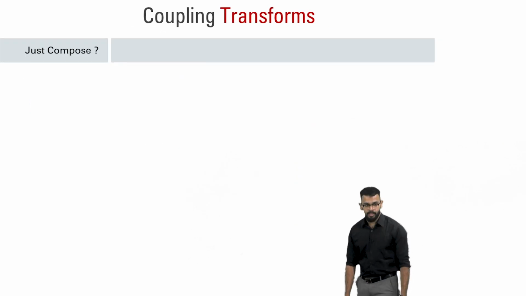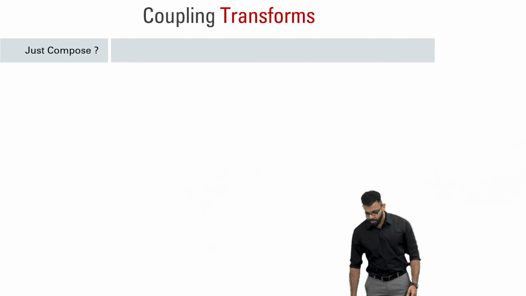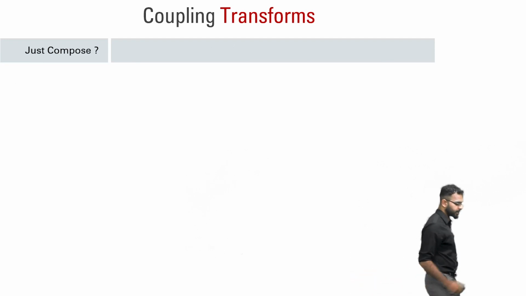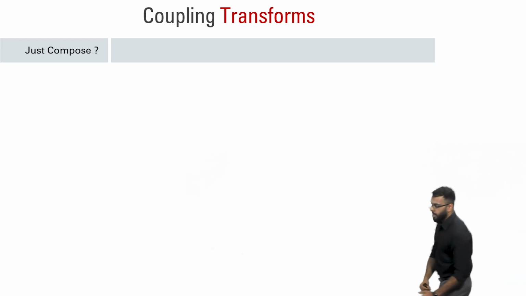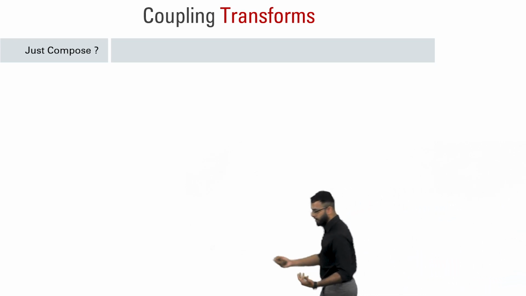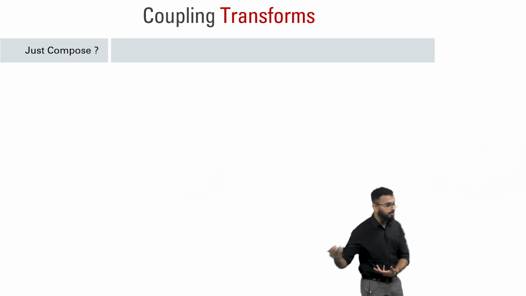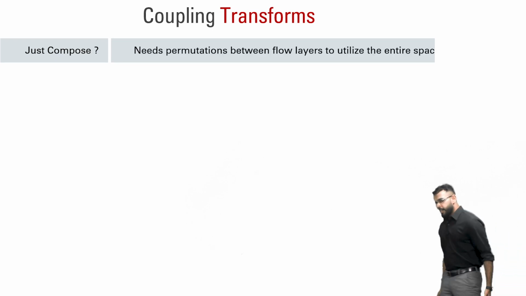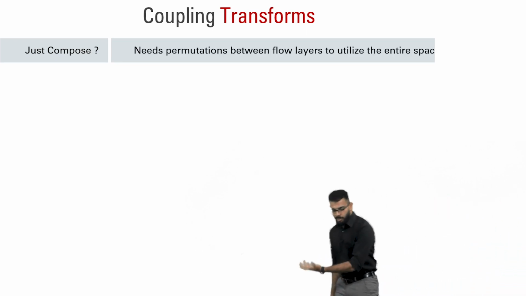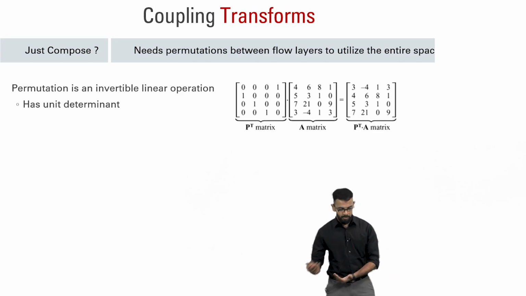Okay, any more questions? Okay, so one of the confusions here was that if you simply compose these coupling transformations, one half of your data space would remain unchanged, right? Because you are simply copying the first half into the output of your transformation. So how do you deal with that? Well, I can still compose these coupling transformations. All I have to add is a permutation layer in between these transformations.